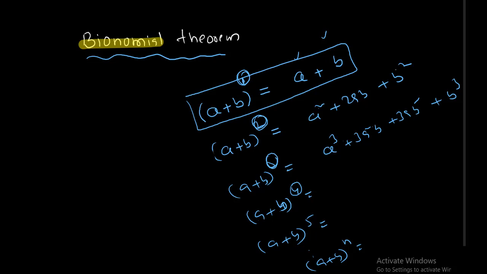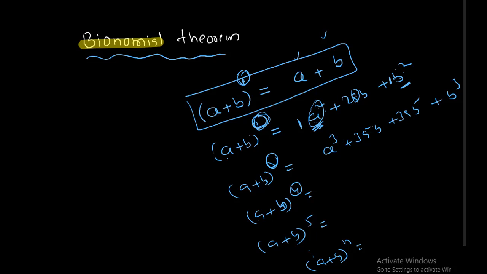One more important observation. (a plus b) whole power 1 is equal to a plus b. (a plus b) whole square is a square, b square, and in the middle 2ab. So 1a square, 2ab, 1b square. Students, listen now. After a square, the power of a is decreasing: a square, then a power 1, then a power 0. Here b power 0, after that b power 1, b power 2. So what is the exponent here?